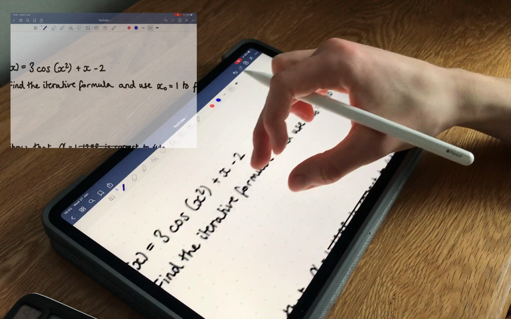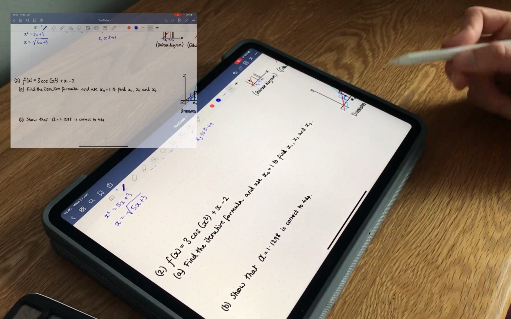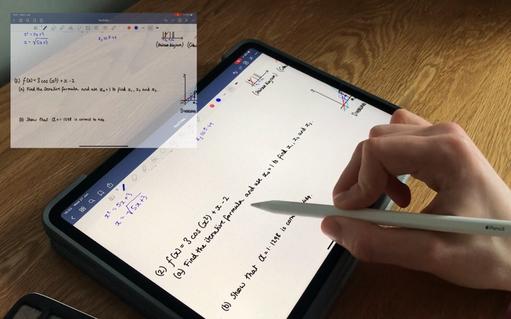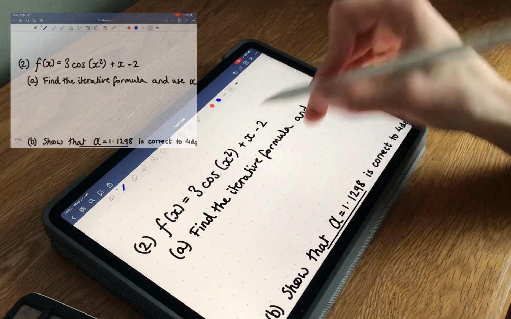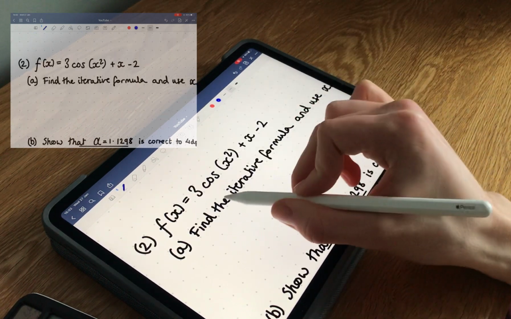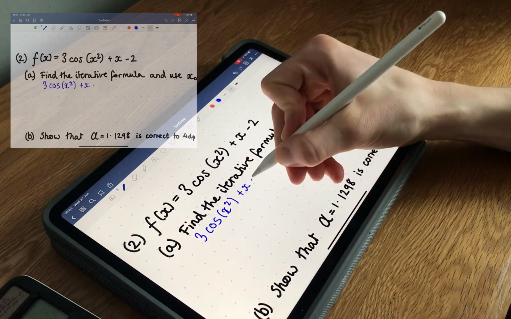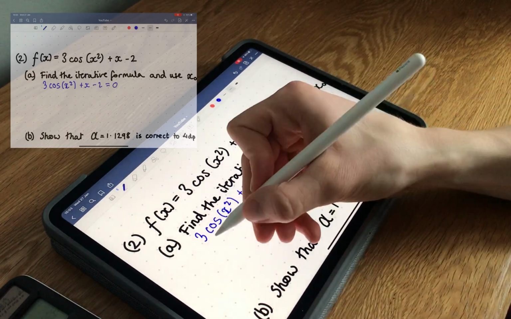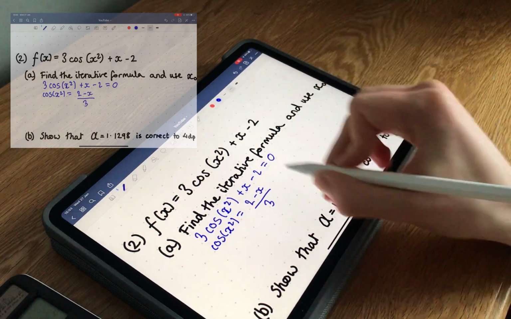Here we have another one which has this function 3 cos of x squared plus x minus 2, and we want to find the iterative formula and then use x0 equals 1 to find x1, x2 and x3. First we want to make x the subject of the equation. 3 cos of x squared plus x minus 2 equals 0, and then we're going to go cos of x squared equals (2 minus x) over 3. I've just done that all in one step.